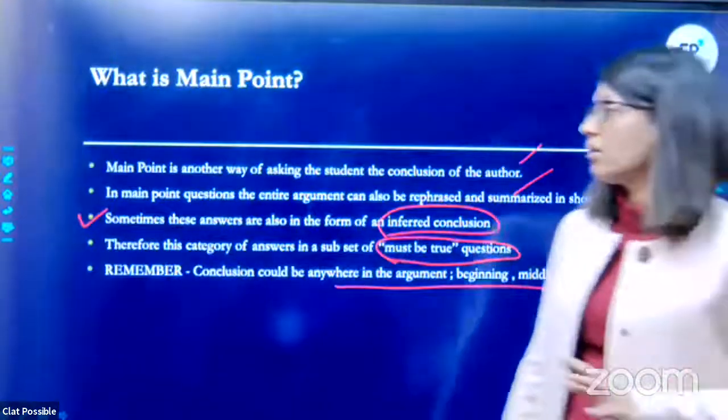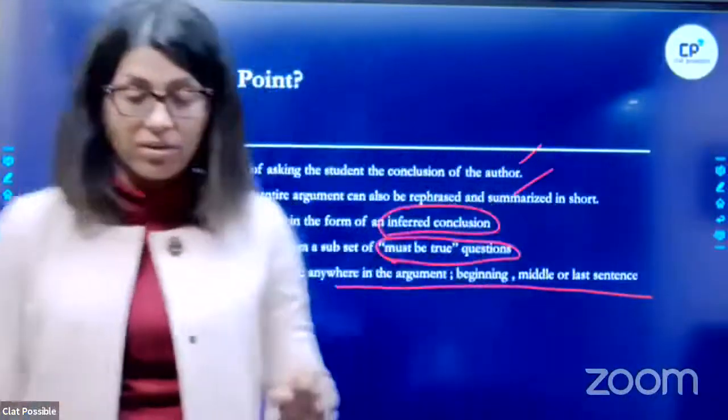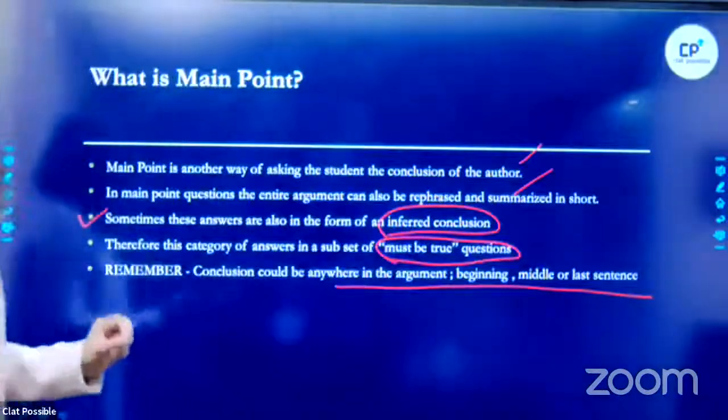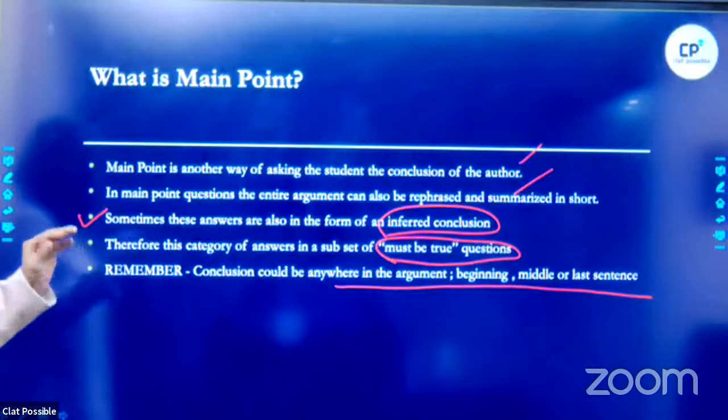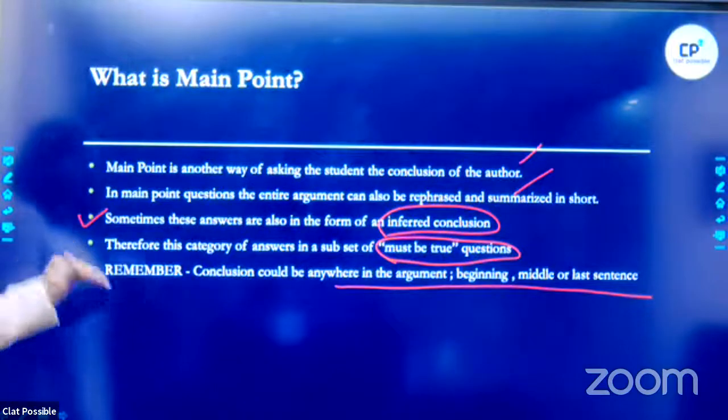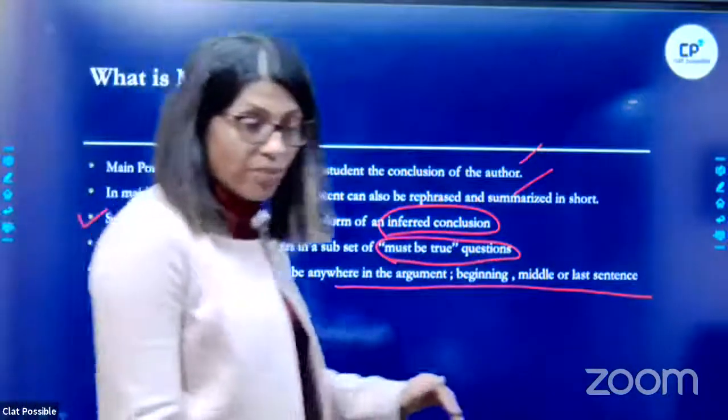I hope that is clear. Now I will take up any questions from this much, from the first family here. Then we will solve a sample question.